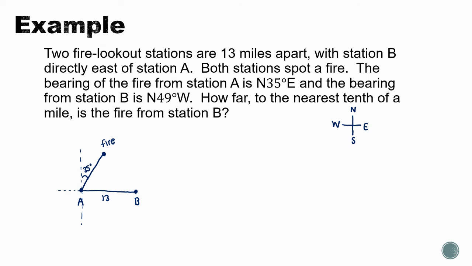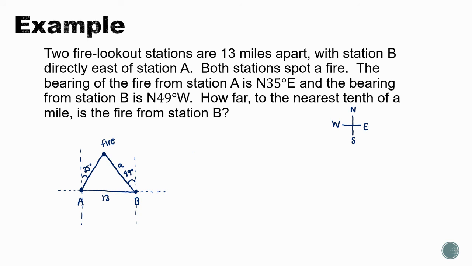Then it says the bearing from station B is north 49 degrees west. So for the bearing from station B, I want to think about B being the origin. Northwest means we're up and to the left, which makes sense. That's how we get to the fire. Notice how 49 has to be that angle formed with the north-south line. So if it's asking how far, to the nearest tenth of a mile, the fire is from station B, notice that to find that, we are actually trying to find the side across from angle A. So we want side a.